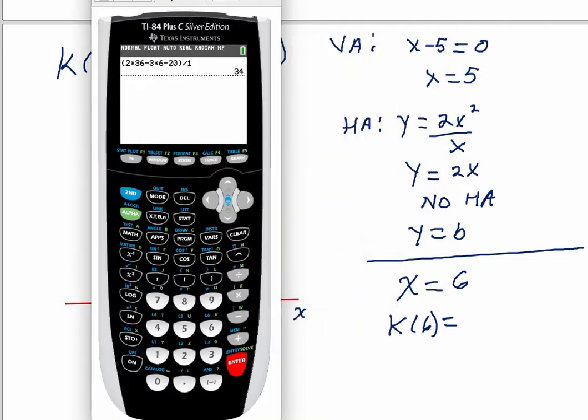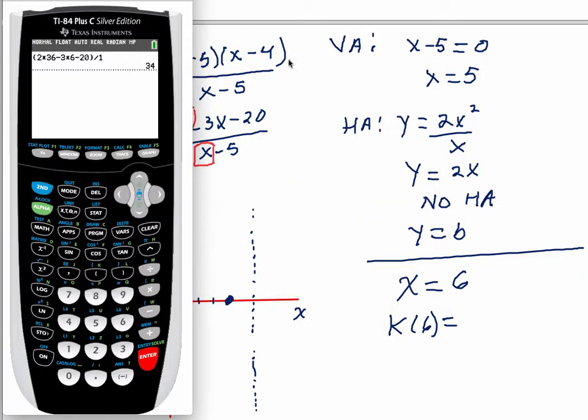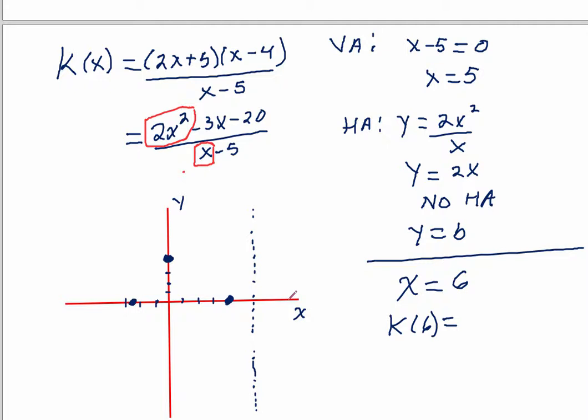So we know that we're going to be at a huge value over here. We're at 34 when we're at 6, which is way off screen, way up here. We know that on either side of the asymptote, the function is going to be smooth and continuous. So this function is going to have to look something like this, and we know we came from way up here above it.